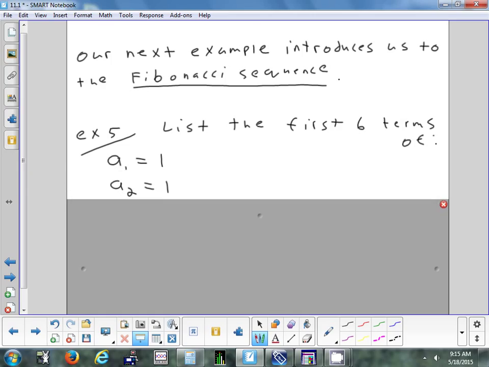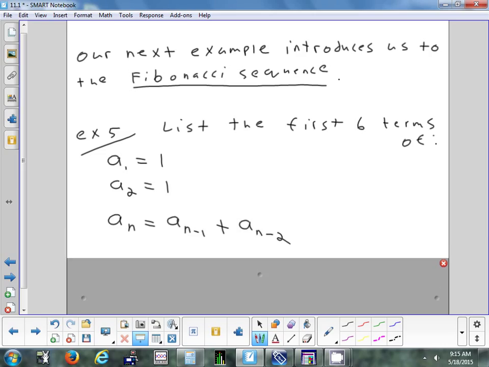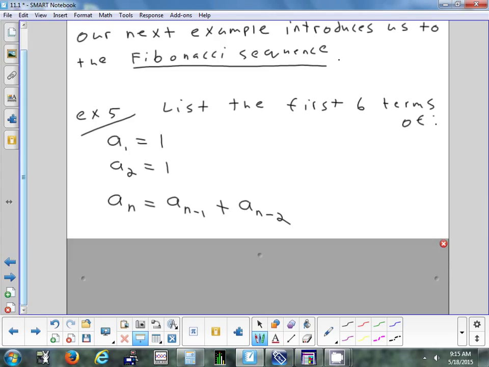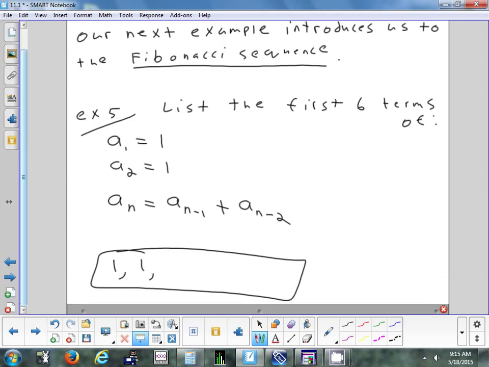But the idea is you start with the first 2 terms and define the next term. Take the 2 terms that come before it and add them together. So if you're given a recursive formula and it depends on the previous 2 terms, they have to start you off with 2 terms. If it depended on the previous 5 terms, they'd have to start you off with 5. Okay?